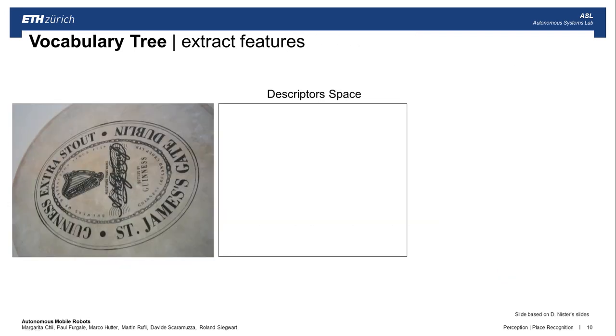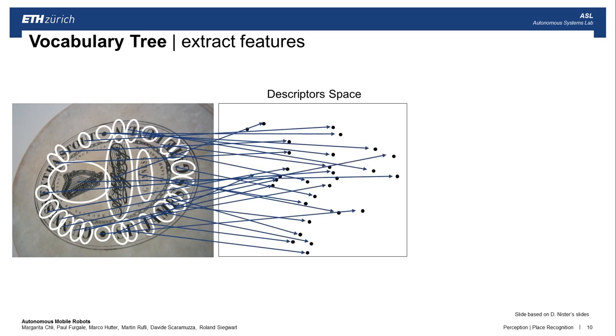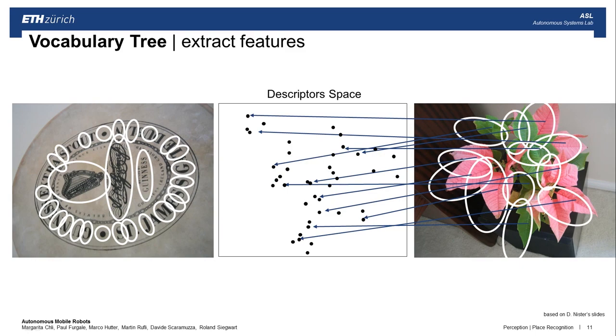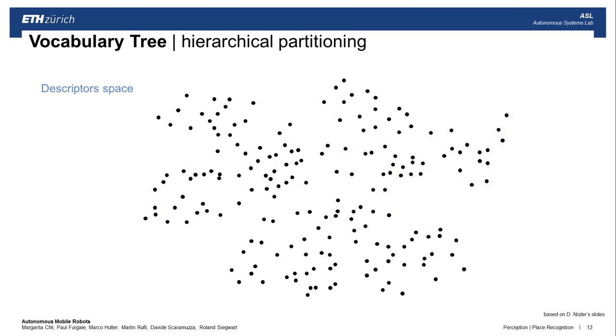Let's look at how we can build the vocabulary tree. So first of all, we need some training images from where we extract some features and then map them into descriptor space. So here's an image, here's another image. In this case, SIFT features are used. And then so on and so forth. We populate the descriptor space with all the features that have appeared in the training images.